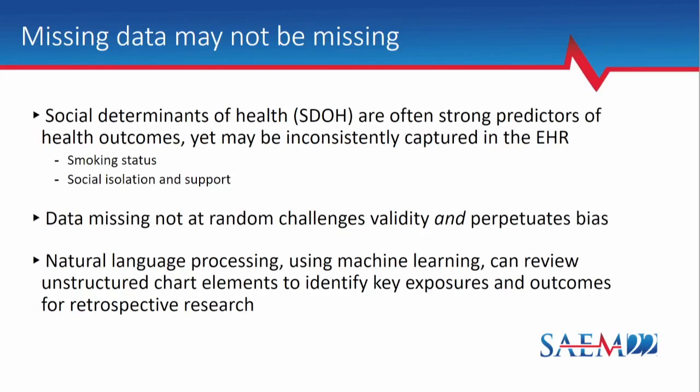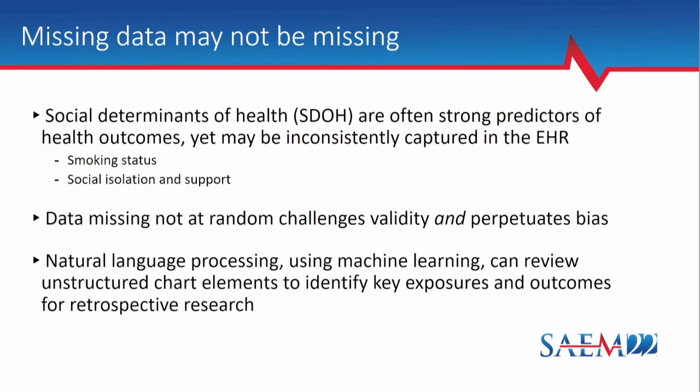I don't know about you, but I'm not in the habit of updating my social history. When I'm doing my charts, I kind of just let whatever is there enter the chart in my template. But you can imagine if you're doing a study on outcomes from COPD and you don't have smoking status, that's a difficult study. And then there's even more powerful influences on health that are even more intangible and may not live in the EHR in a structured way, something like social isolation and support.